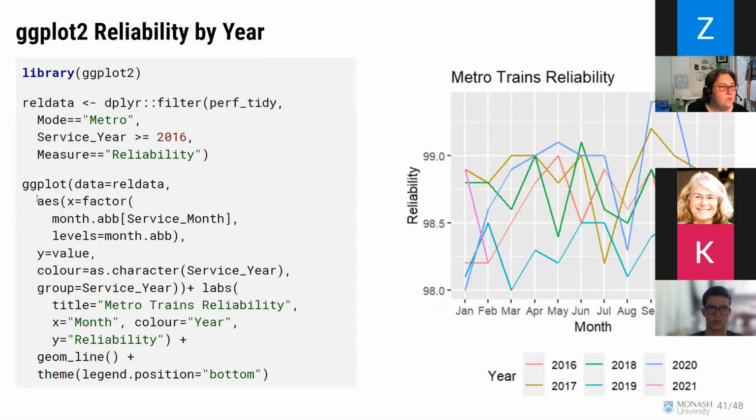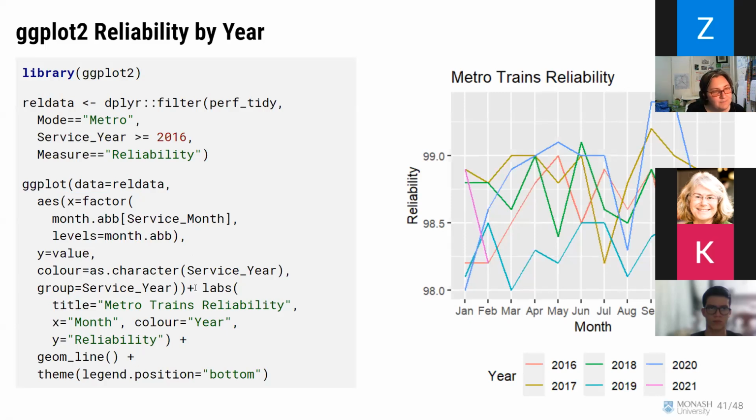We've explained what month.abb does and what factors are, and you'll probably come across them in future as well. You'll need to know them. We've coloured by the service year, and I mentioned as.character. For the group, like I said, you will know if you get the groups wrong, because you'll get a crazy graph. You need to tell R how to group, how to draw the lines, basically.